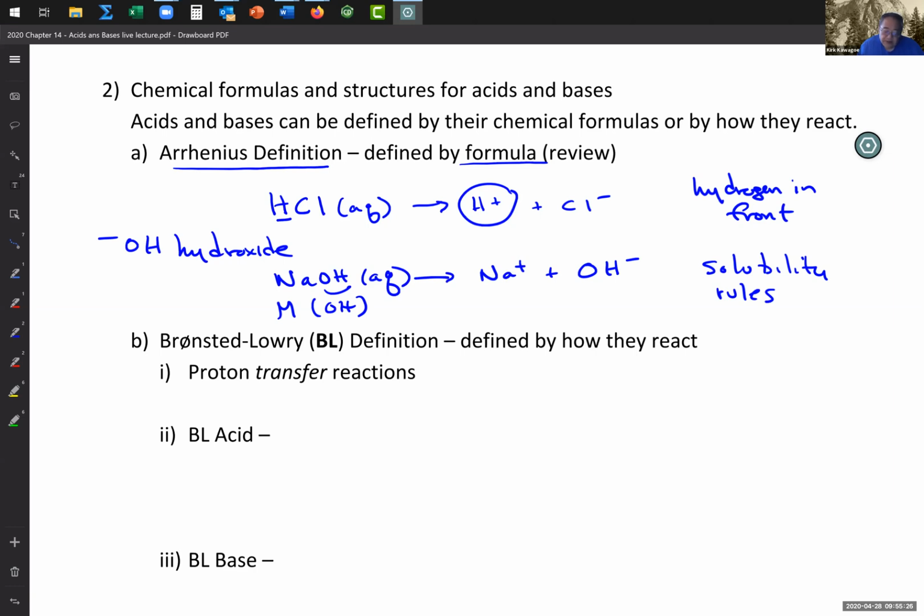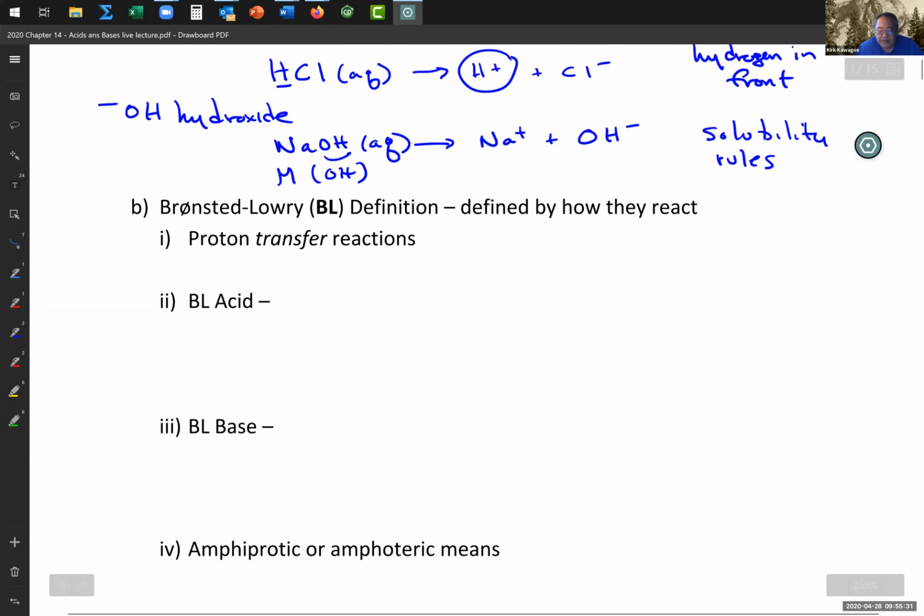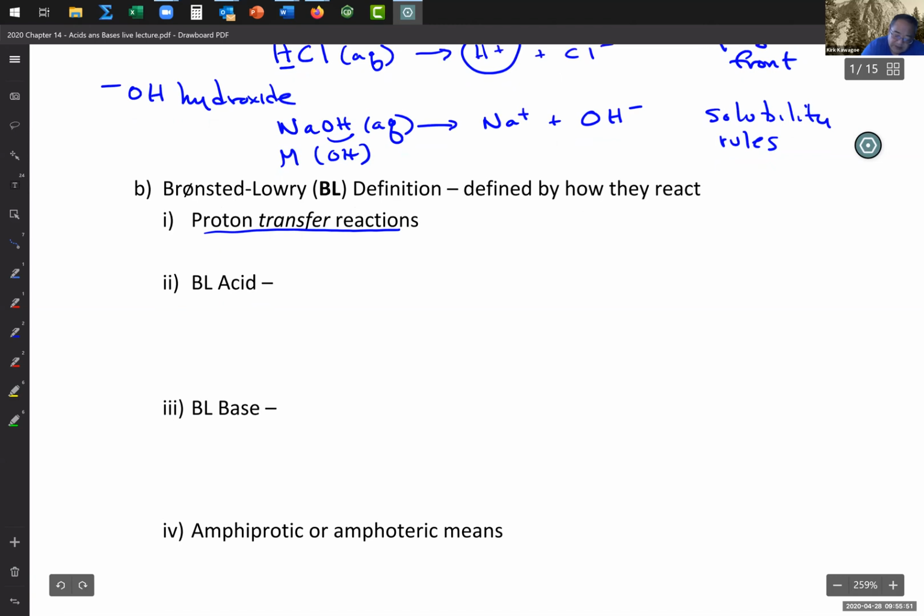So the new definition is the Bronsted-Lowry definition. That's the definition we use mostly in this chapter. It's defined on how things react. So it's not just whether or not it has a hydrogen in it; it has to do with how it shows up as a product in a reaction. We're calling these proton transfer reactions. The reason is that when you take H+, that's a hydrogen atom without its electrons. So you have H+.